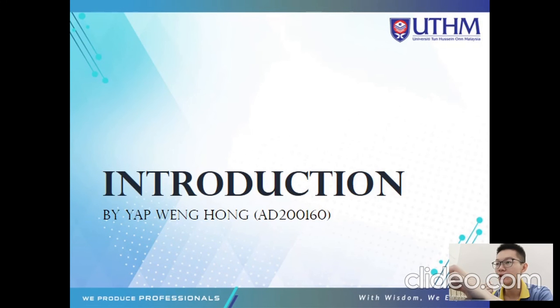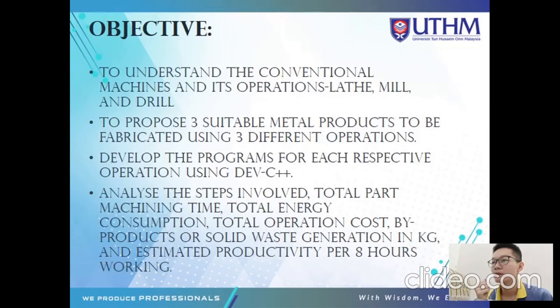First, I will talk about the objective. In this group project, the objective of our group is to understand the conventional machines and their operation: lathe, mill, and drill. Then we need to propose 3 suitable metal products to be fabricated using 3 different operations. The complete and detailed steps of each operation will be shown in the report, and the programs will be developed for each respective operation using Dev C++.